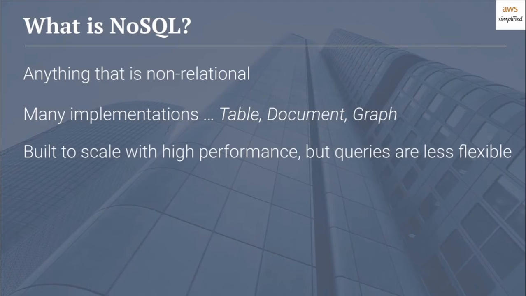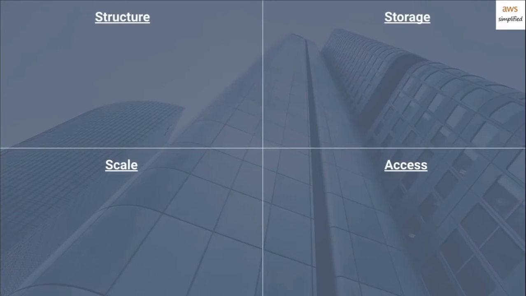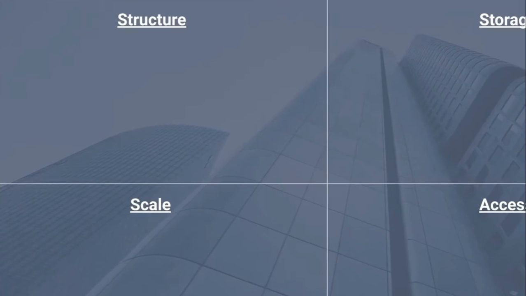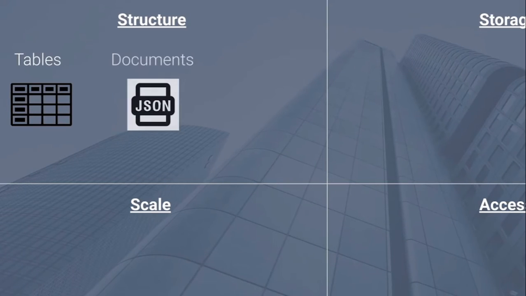And the basic idea here is that NoSQL is built to scale with high performance, but it also comes at a cost, and that cost is that your queries are less flexible. So let's go through the same exercise as we did before and talk about the structure, storage, scale, and access. In terms of structure, it is very implementation dependent. As I said, there are table implementations, there are document implementations that store JSON objects under the hood, and there are also graph databases. So say for instance something like a Facebook social network where you have friends and those friends also have friends. A graph database is a perfect representation of that domain.